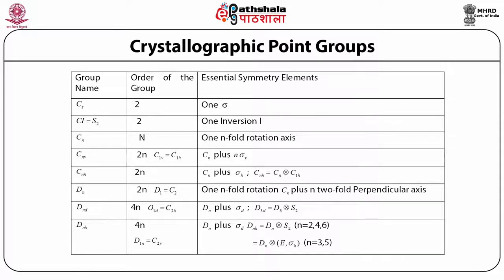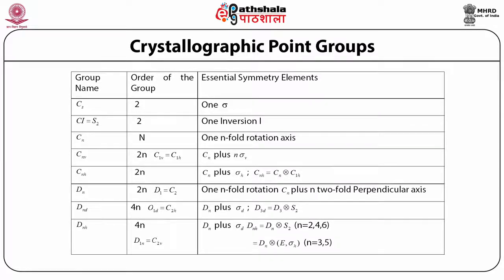So there are 32 crystallographic point groups in 3 dimensions. And let me mention at this stage that in 2 dimensions there are 5 crystallographic point groups. So we have 32 crystallographic point groups, which we have shown in the slides. And I will explain the group name, the order of the group, and the essential symmetry elements of these 32 point groups. The first group name is Ch.